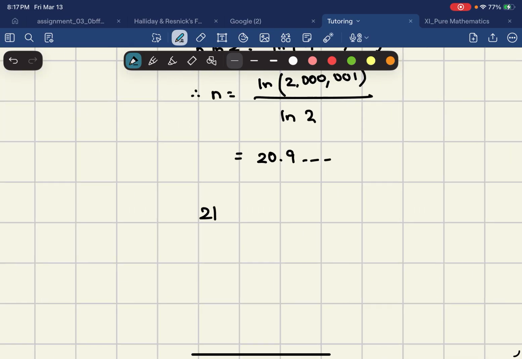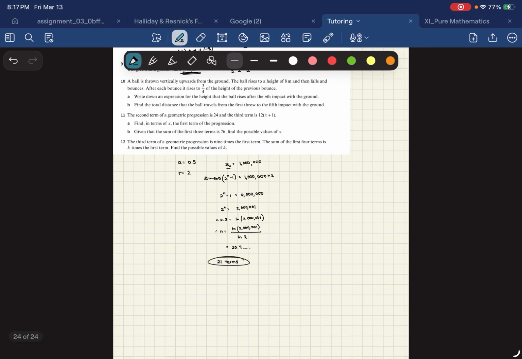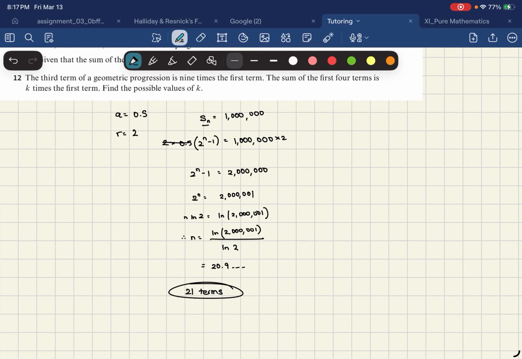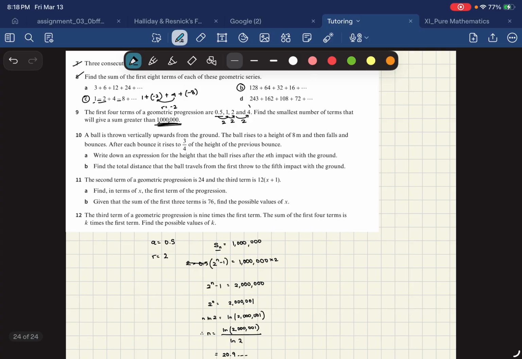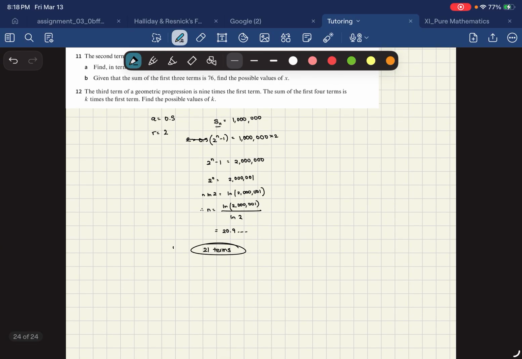So if 20.9 something terms is giving me a sum that is exactly this, then taking the sum of 21 terms must exceed 1 million, right? So 20.9 terms is giving me exactly a sum of 1 million. So if I add the 21st term, well, that's definitely going to take me over 1 million. And remember, all of the terms are increasing. So 21 is your answer. n is equal to 21.